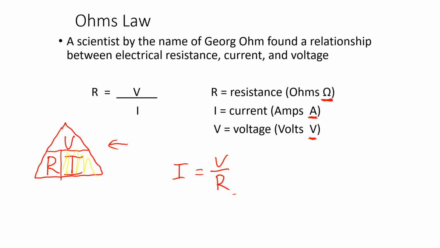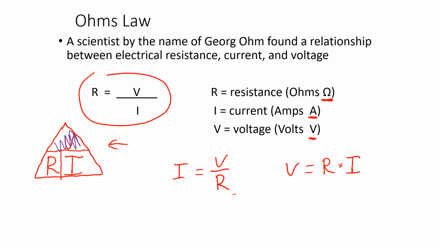So current equals voltage over resistance, and that's your other formula. Now, if you want to know what voltage equals, put your finger over voltage. Voltage equals resistance times current. So these are our three formulas: a resistance formula to find the resistance, a current formula to find the current, and a voltage formula to find the voltage.